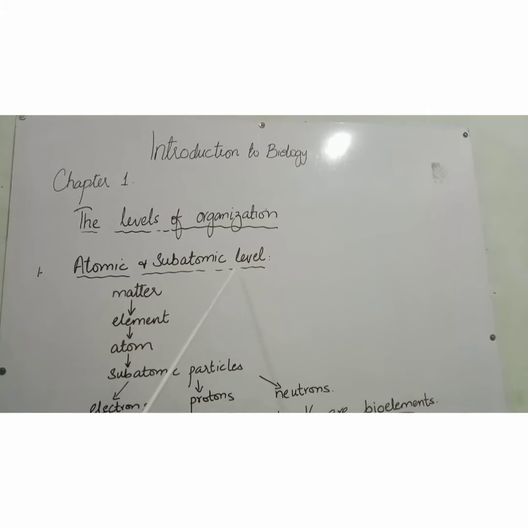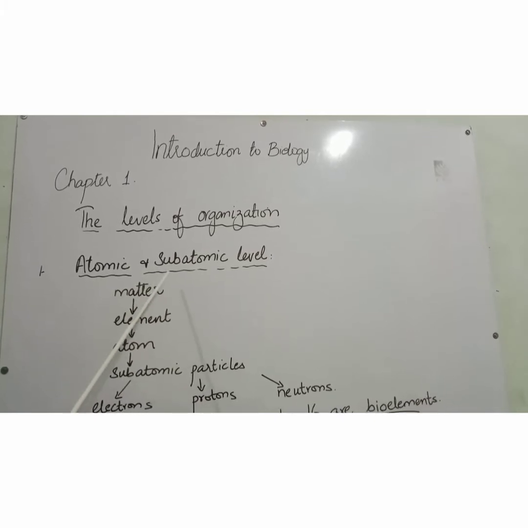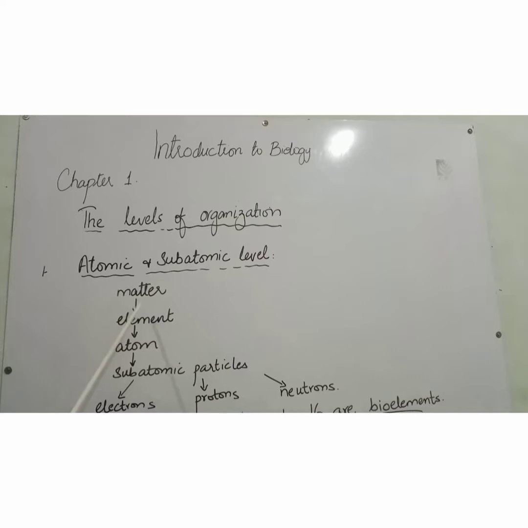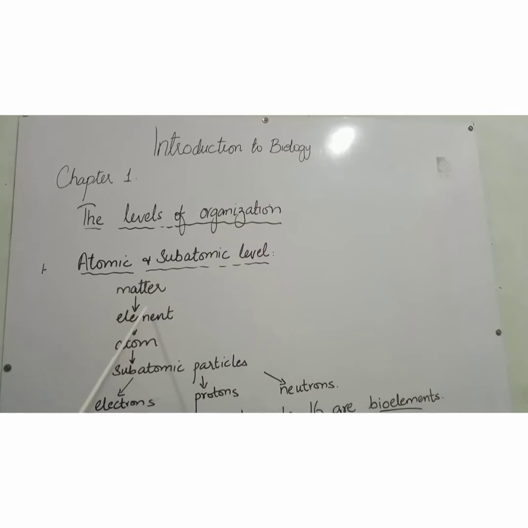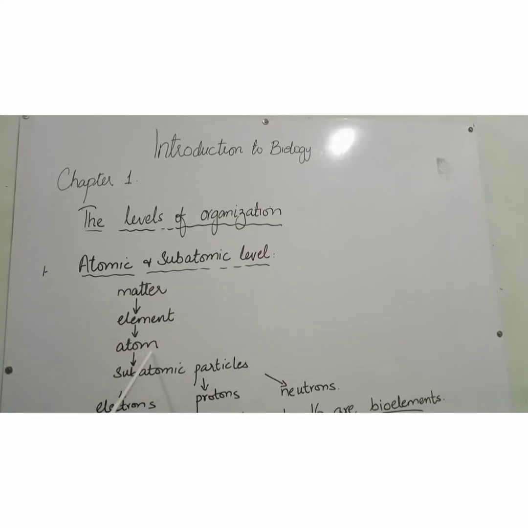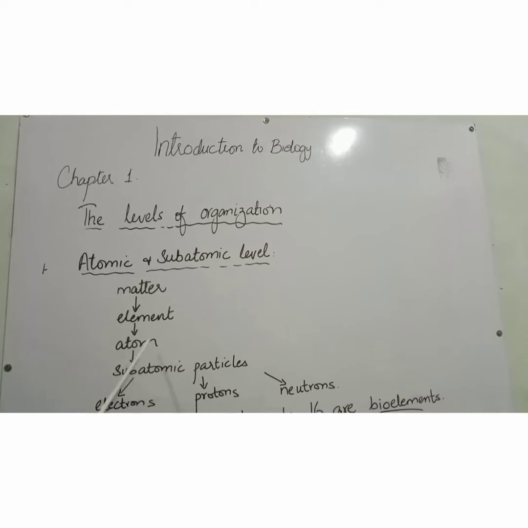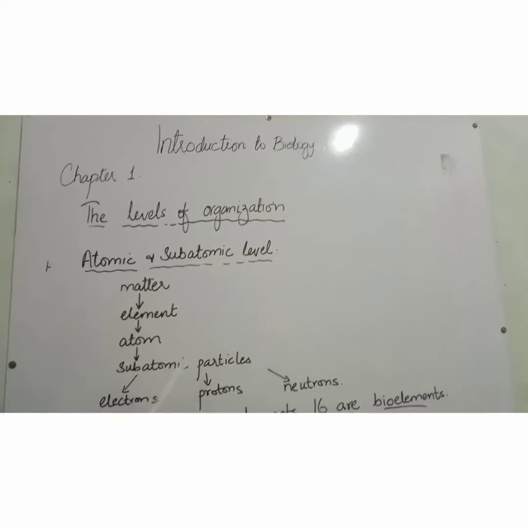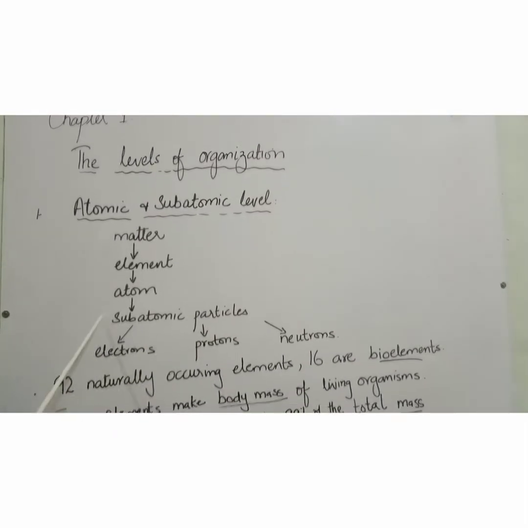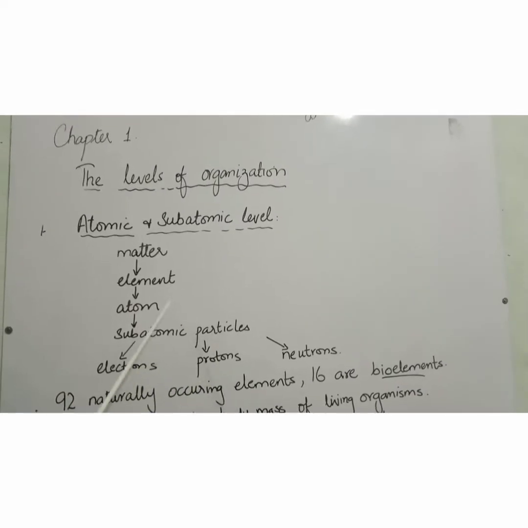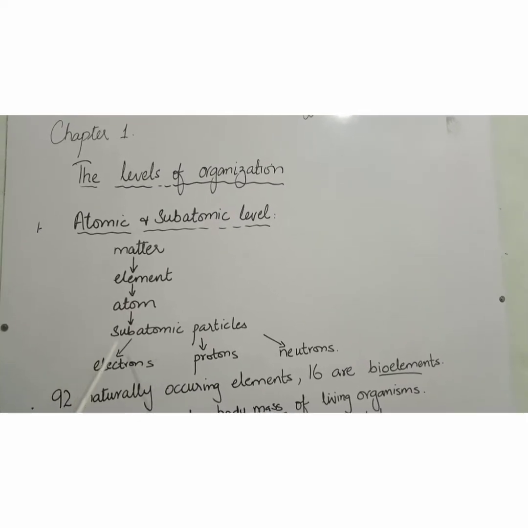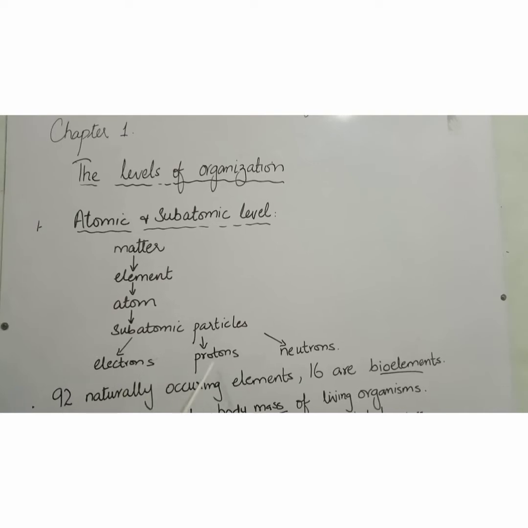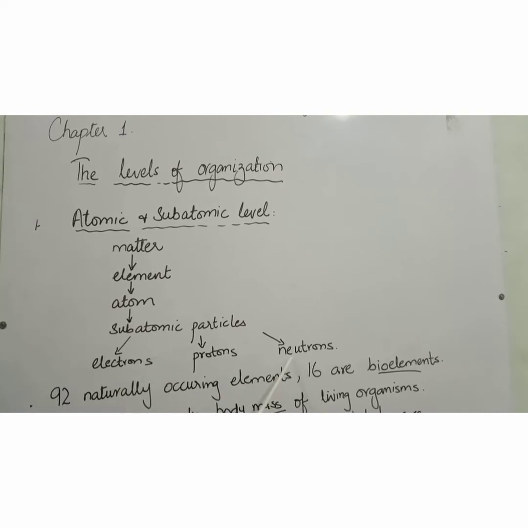The first level which we are going to discuss is the atomic and subatomic level. As you know students, matter is made up of elements. Each element contains atoms, and each atom consists of subatomic particles. What are these subatomic particles that make the atom? They are electrons, protons and neutrons.